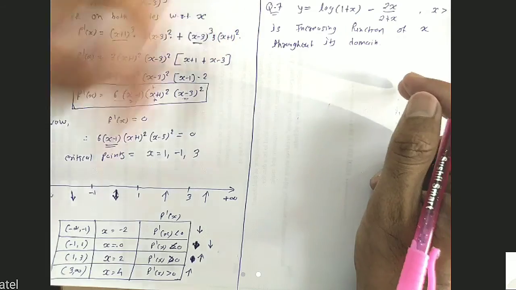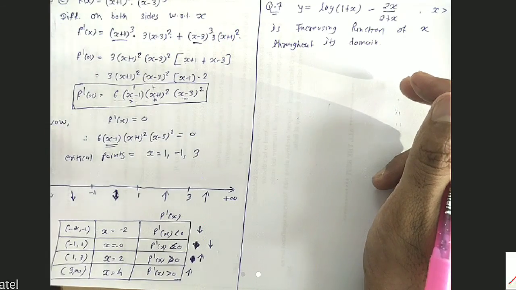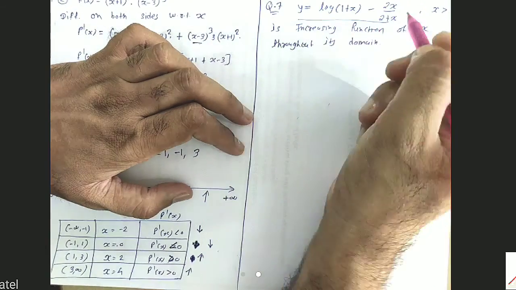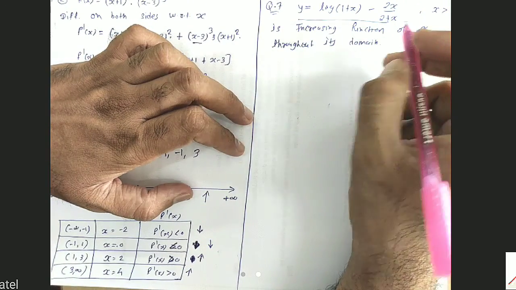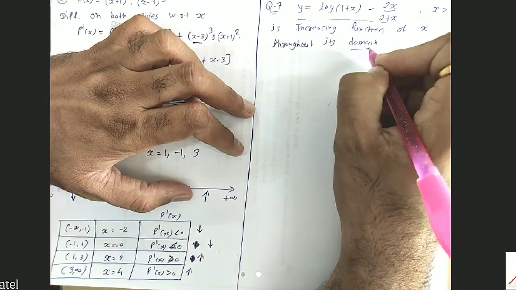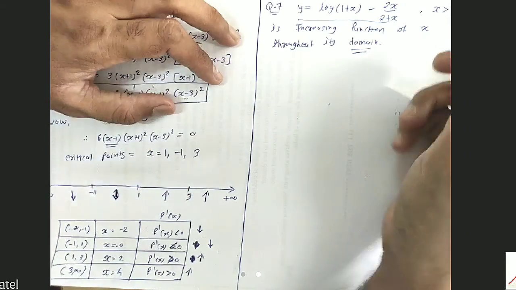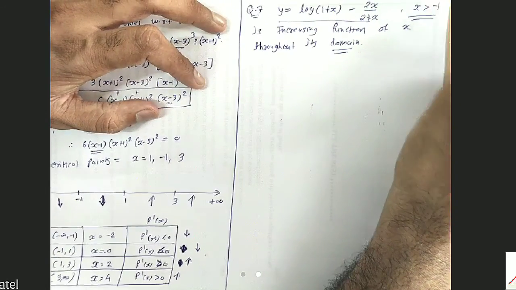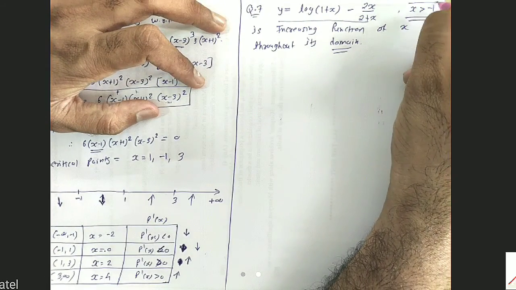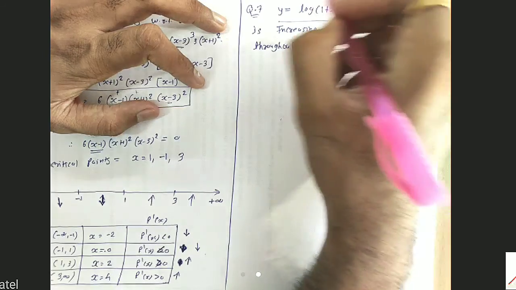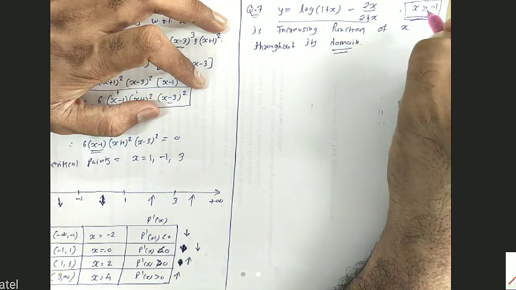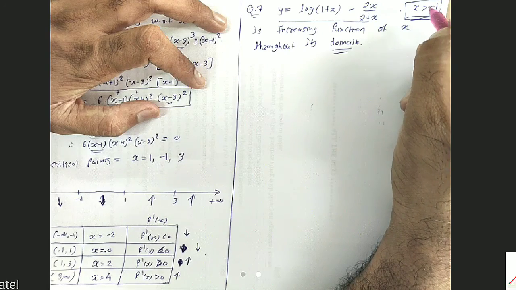Now question number 7. What you have to prove? You have to prove that this given function is increasing function for x throughout its domain. What is domain? Domain is the value of x for which our function is defined. Here x is greater than minus 1 for which our function is defined. So for this function, our domain is x greater than minus 1. Done? So this is the domain.